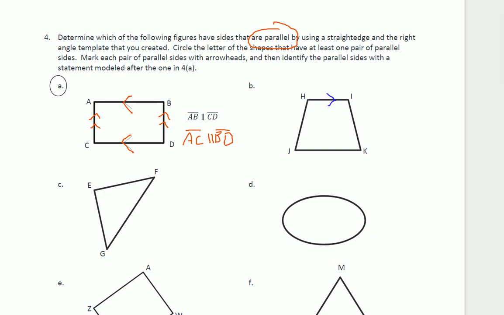I only see HI and JK. Those are parallel. They'll never meet. So we're going to say HI is parallel to JK. Obviously JH and IK will meet somewhere way up your page about here if you were to extend those lines out. Okay, let's move on to the rest. I'll let you do the rest on your own and hit the play button when you're ready.